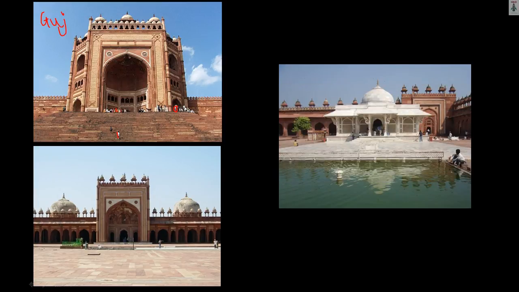Secondly, we have the Jama Masjid, and this is the tomb of Salim Chishti. Now this was Akbar's construction in marble. This is entirely in marble. So all of them are in Fatehpur Sikri, and these are the religious buildings.